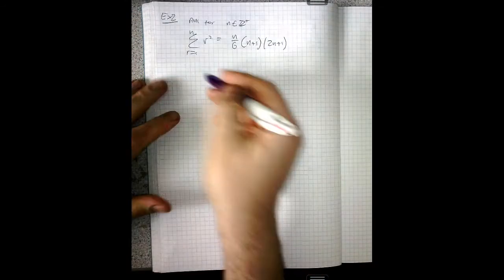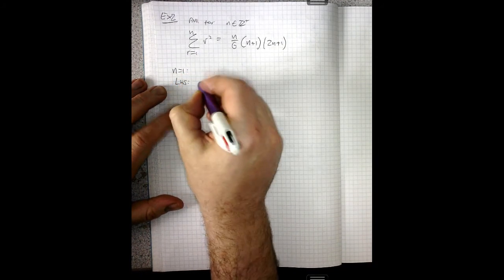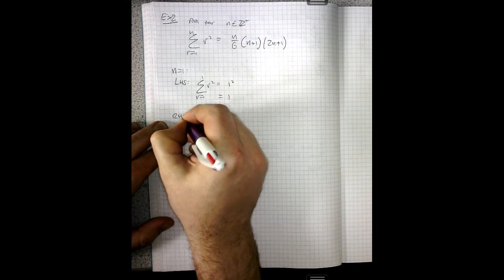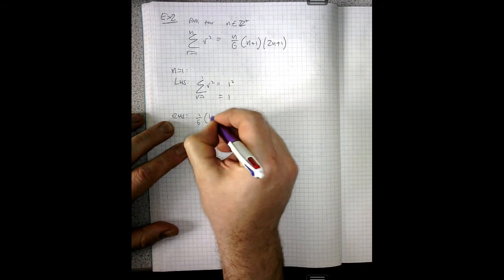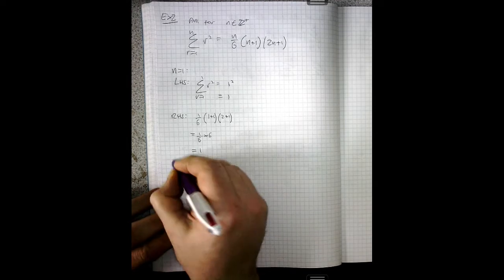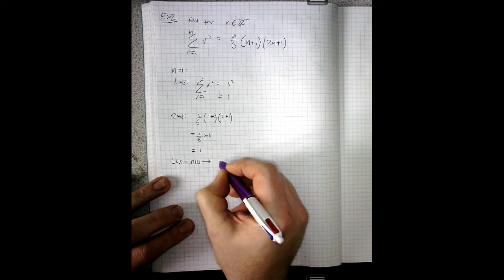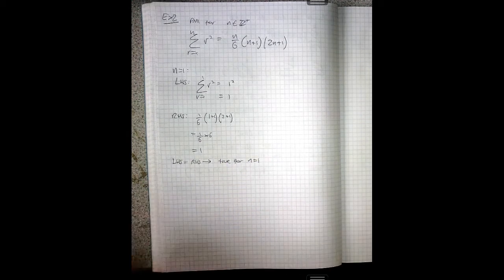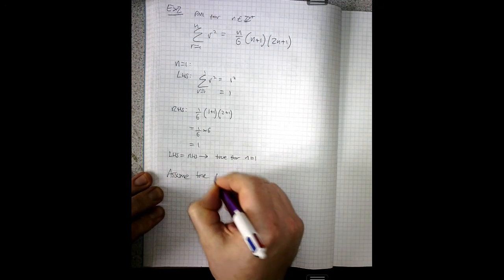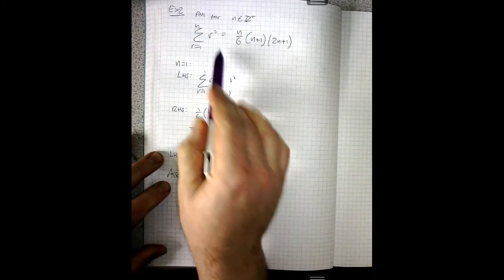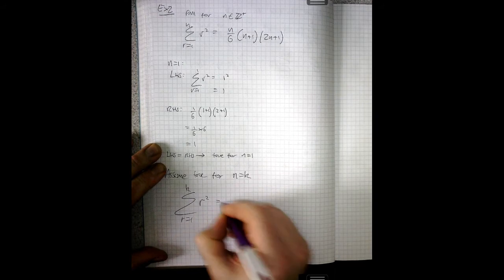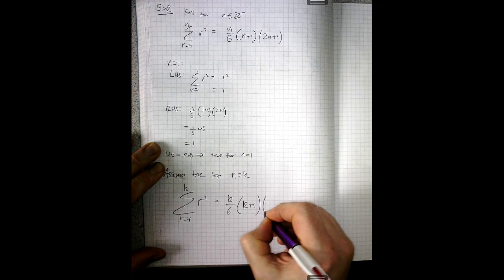Okay, if I set n equal to 1, the left hand side, the sum from r equals 1 to n of r squared, well that equals 1. The right hand side, a sixth of 1 plus 1 times 2 plus 1 is a sixth of 6, which is 1. Since the left hand side equals the right hand side, this implies that it's true for n equals 1. That's my first step, my base step. Then I'm going to assume true for n equals k, which enables me to write out my statement with k instead of n. So here it is, the sum from r equals 1 to k of r squared equals the formula.